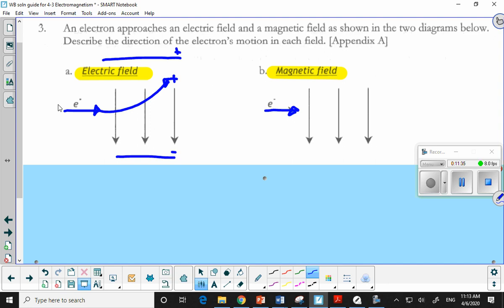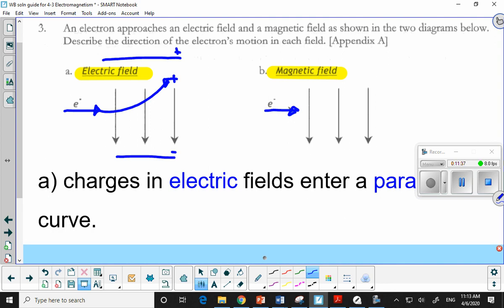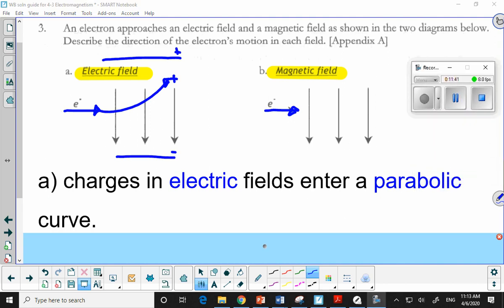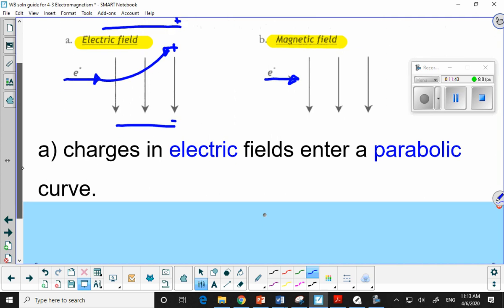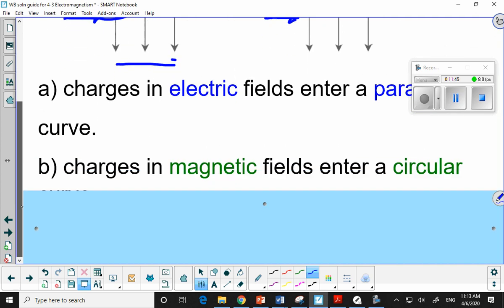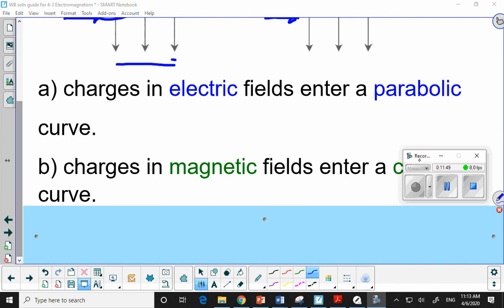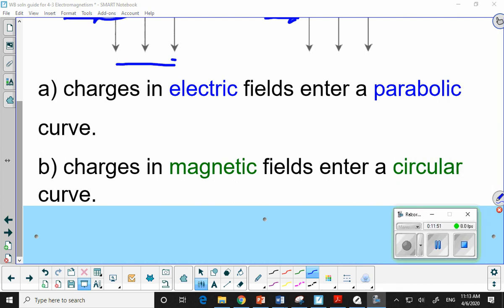So that's an important curricular item. Charges in electric fields enter a parabolic curve. And those charges going into a magnetic field enter a circular curve. So write that down and remember that, please. Electric fields, charges go into parabolic. Magnetic fields, they go into a circular curve.